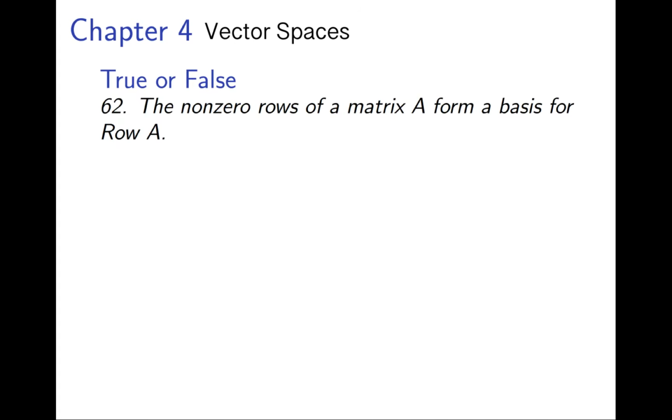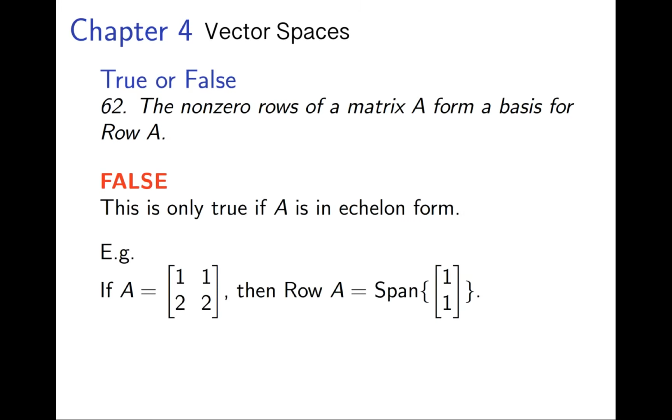Number 62. The non-zero rows of a matrix A form a basis for row A. This is false. Spoiler for the next question. This is false. This is only true if A is in echelon form. So here, if A is the matrix 1, 2, 1, 2, then the row space of A is spanned by the vector 1, 1. Okay? Even though 1, 1 and 2, 2 are both the rows of A, you don't need them both to write out the row space of A.